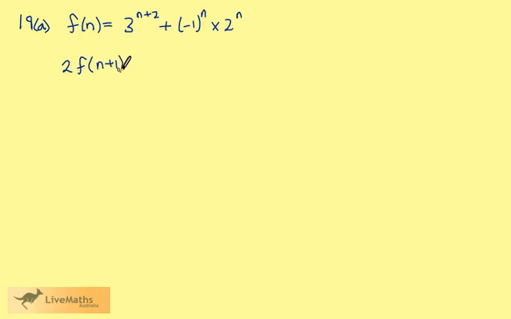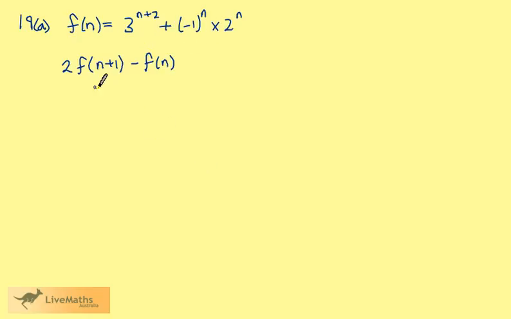Question 19, Part A. We're given a function of n, which is 3 to the n plus 2 plus negative 1 to the n times 2 to the n. In Part A, we want to show that 2f n plus 1 take away fn is divisible by 5.